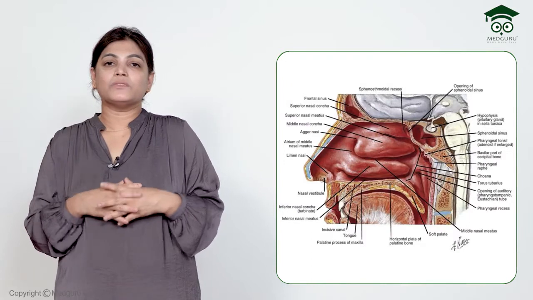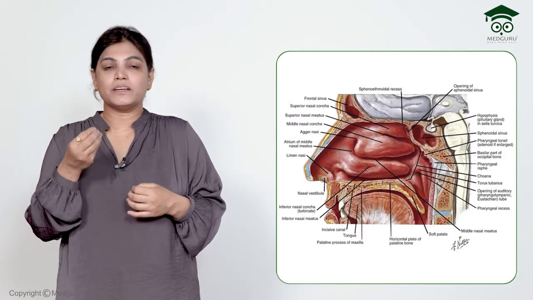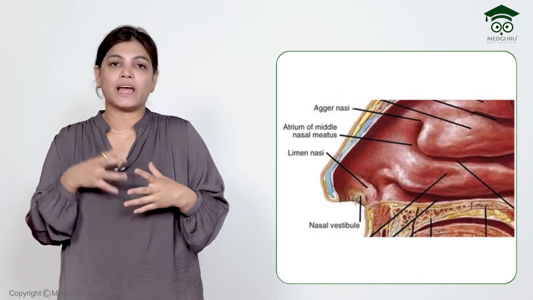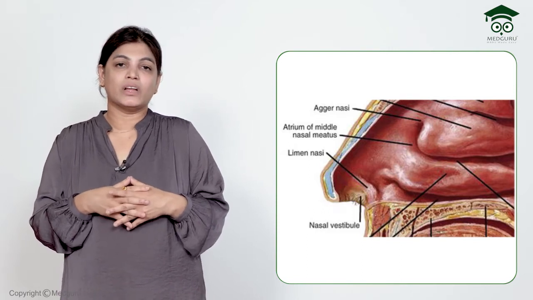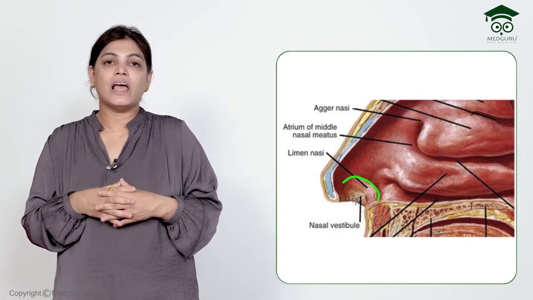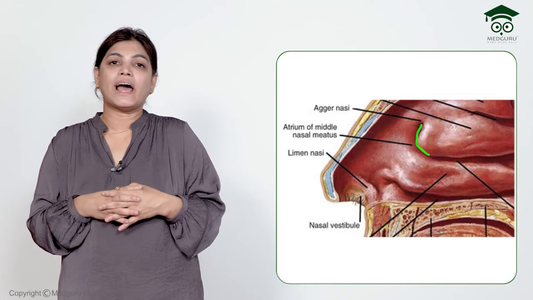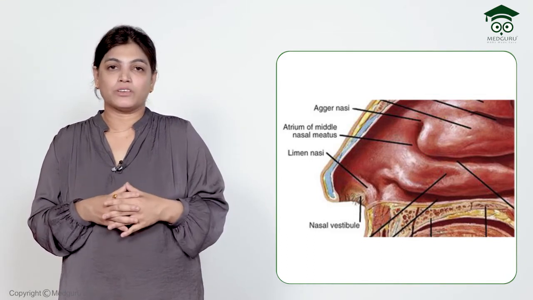After that, when you see the most anterior part, we have got so many hairs in the anterior part of the lateral wall, and this is called the vestibule part, meaning the antero-inferior part of the lateral wall is called the vestibule of the lateral wall. It is limited by a sulcus called limen nasi, and just posterior to it, corresponding to the middle part, is the agger nasi. Agger nasi is lying in the middle part of the lateral wall.